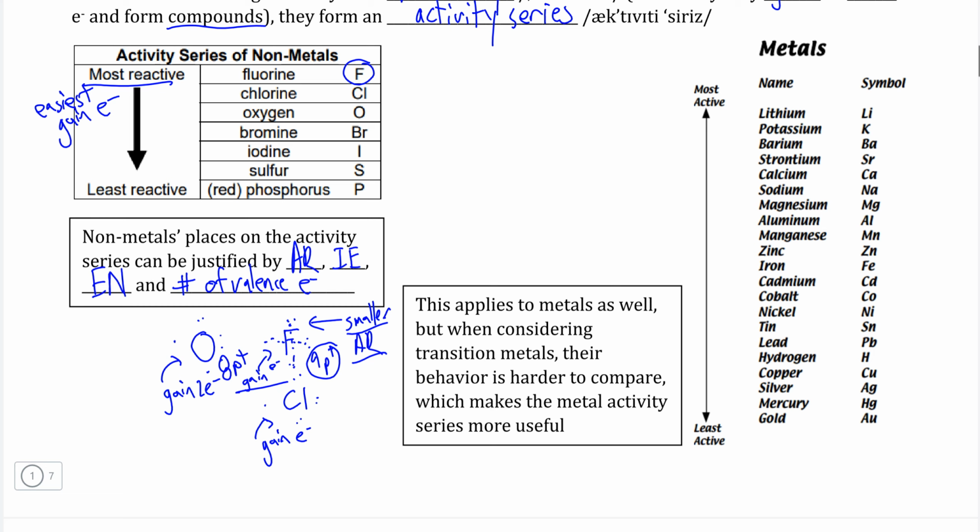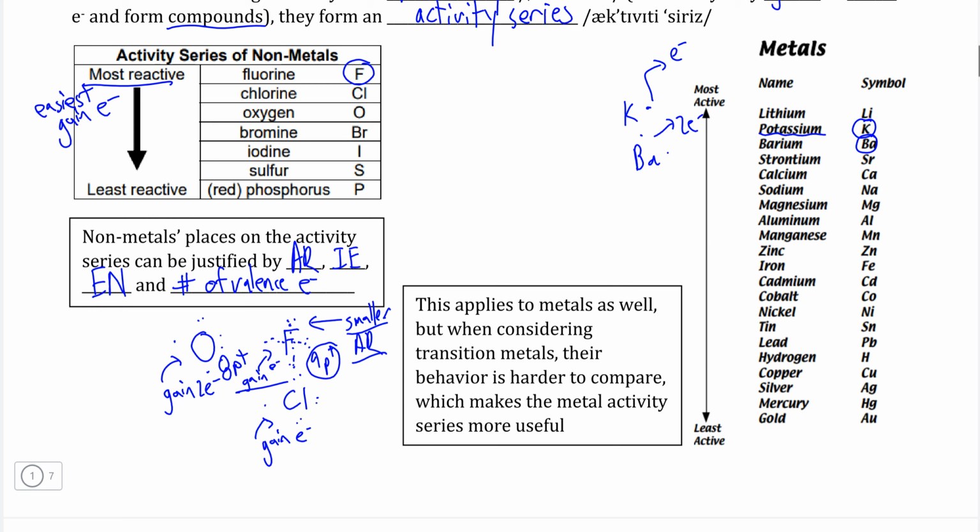Now, all of this still applies to the metal activity series as well, and we see some very obvious comparisons. For example, if we look at potassium and barium in terms of their Lewis structures, potassium only has 1 valence electron, whereas barium has 2, so losing 1 valence electron is much easier than losing 2 valence electrons, and that's why potassium is higher on the activity series than barium.